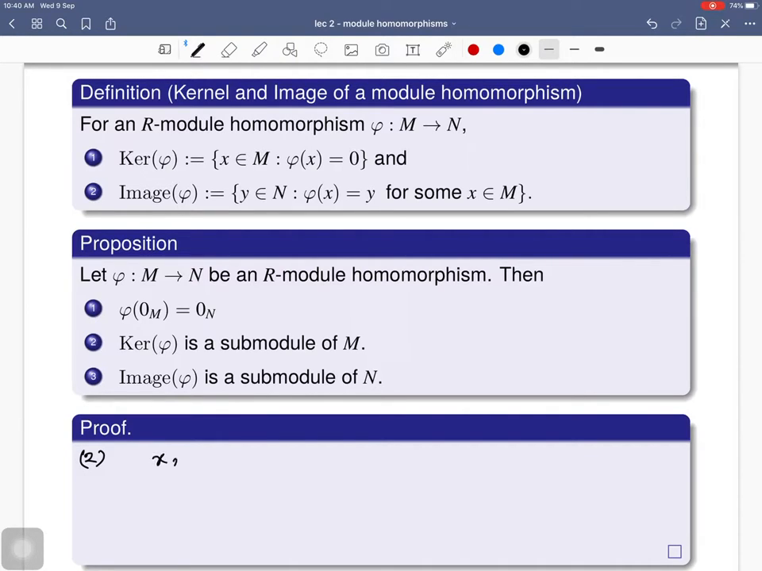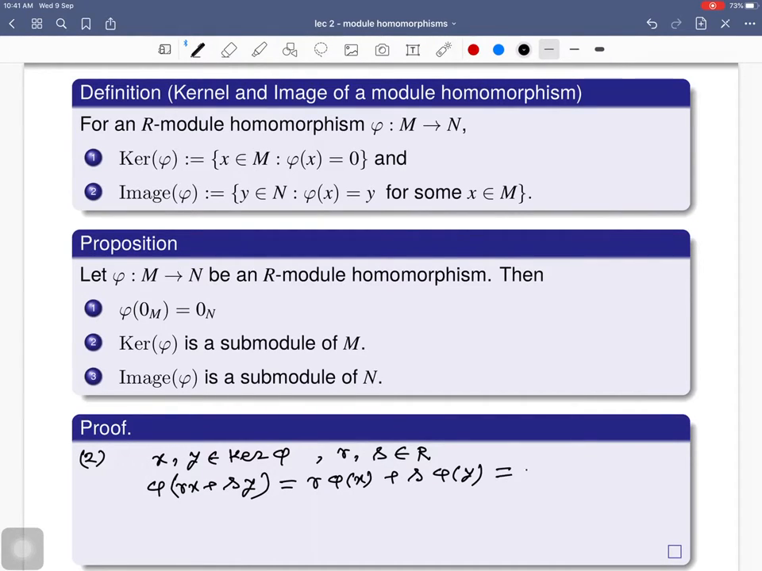So this is the proof of the second statement. So you pick two elements coming from the kernel of phi, and R, S, both are scalars coming from R. So then we want to prove that R times X plus S times Y, this is also there in kernel of phi. So you just apply phi, and since phi preserves R linearity, so it is R times phi of X plus S times phi of Y, but both phi of X and phi of Y, these are 0 elements of N. So this is just 0. Yeah. So this proves the second statement.